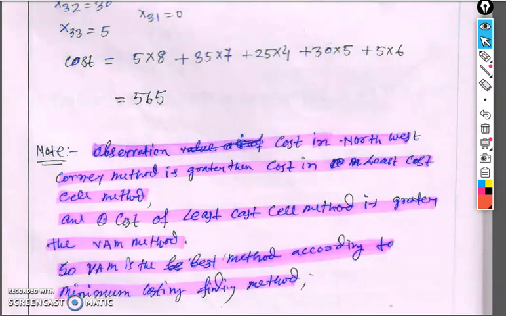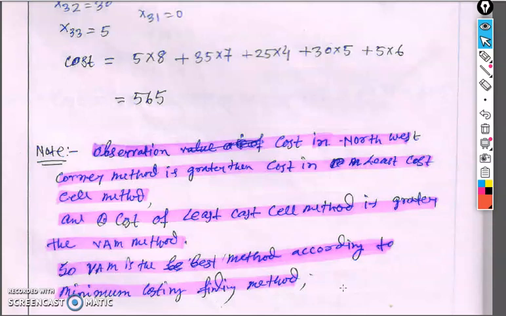Here I write an observation. This observation should not be followed every time. It's a very important observation. The cost in the northwest corner method is greater than the cost in the least cost method, and the cost of the least cost cell method is greater than the VAM method. So VAM is the best method according to the minimum cost finding method, initial version, but it should not happen for every case. Okay, it should not happen.